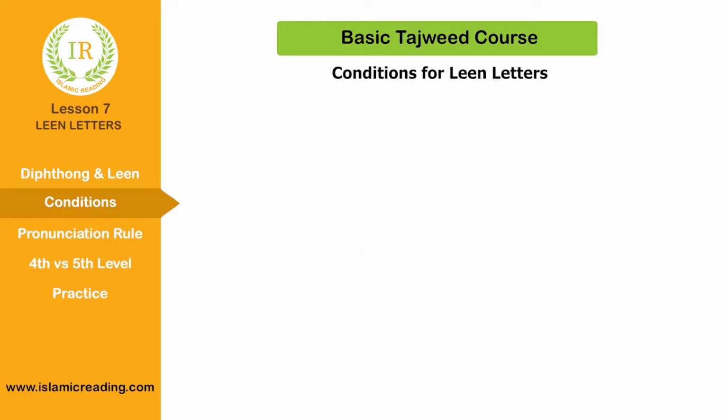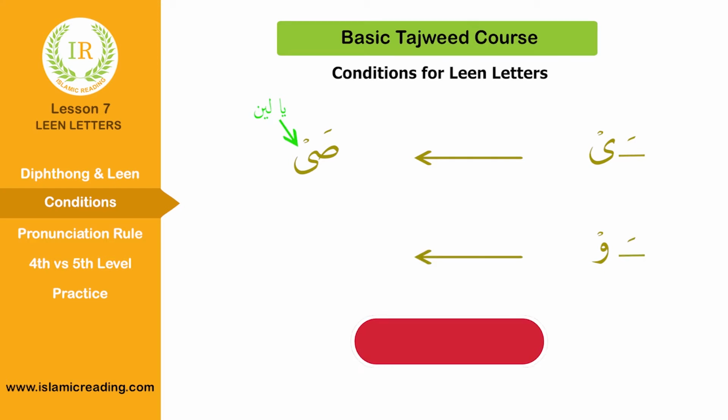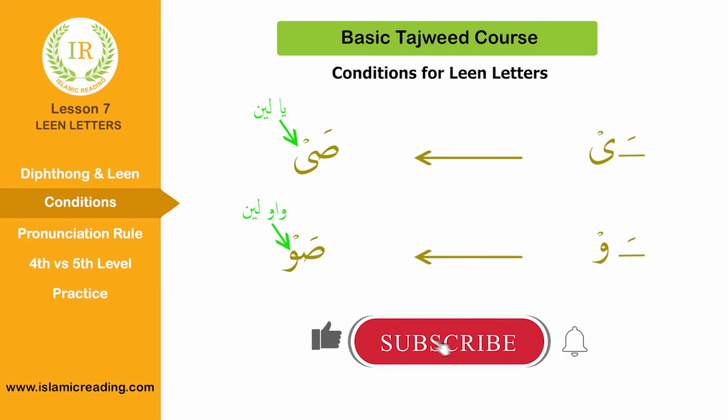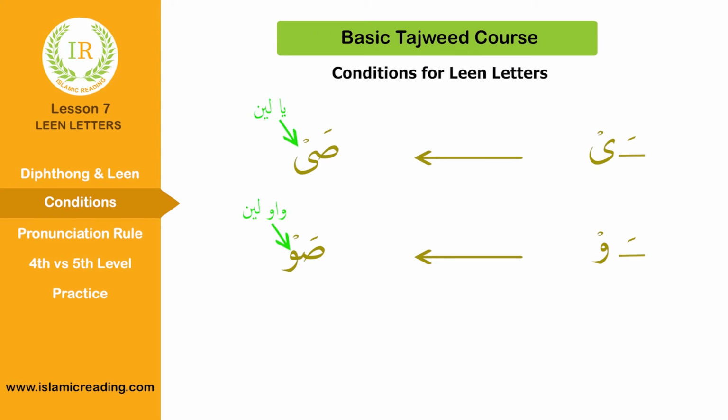Like Madda letters, Leen letters also have to fulfill a condition, only then they will be called Leen letters. The letter Ya has to have a fatha on the preceding letter, only then it will be a Ya Leen. If the preceding letter has any other movement than fatha, then the Ya won't be a Ya Leen. It may be something else. And a Waw will only be called Waw Leen if it has fatha on the preceding letter also. If it does not have, it's not a Waw Leen. So both the Leen letters have fatha on the preceding letter. If they don't have the fatha, they won't be called Leen letters, they will simply be called individual letters.